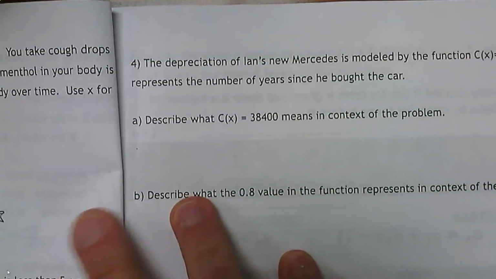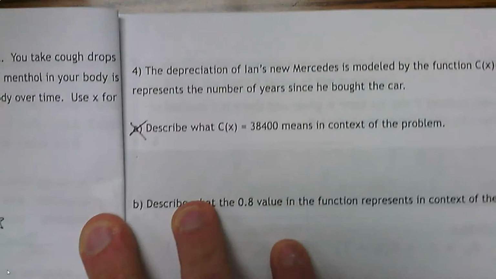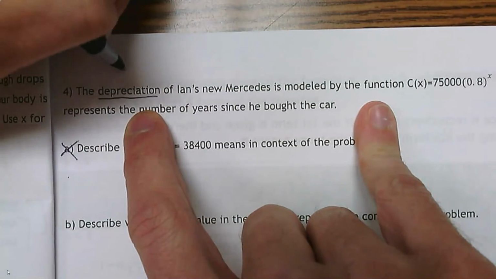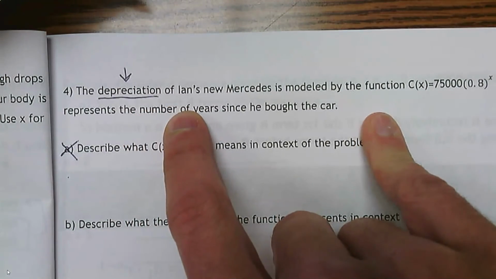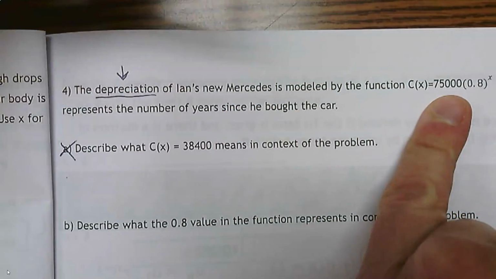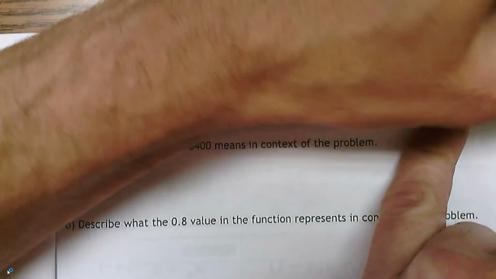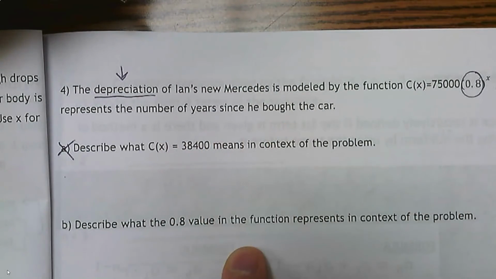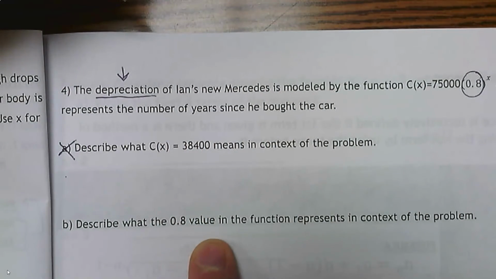The last part of the lesson, I really don't want to do part A. I'm not going to do that in class. The depreciation means decrease, exponential decay of Ian's new Mercedes is modeled by this function. You know that this is decay because the base is less than 1. X is the number of years since he bought the car. Determine what the value of 0.8 means.